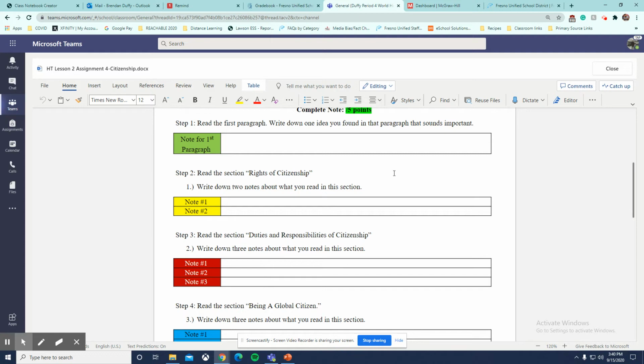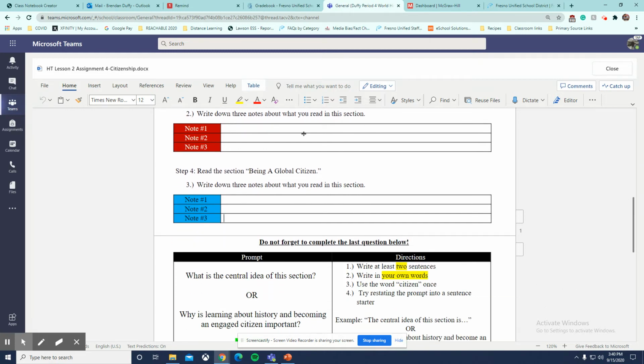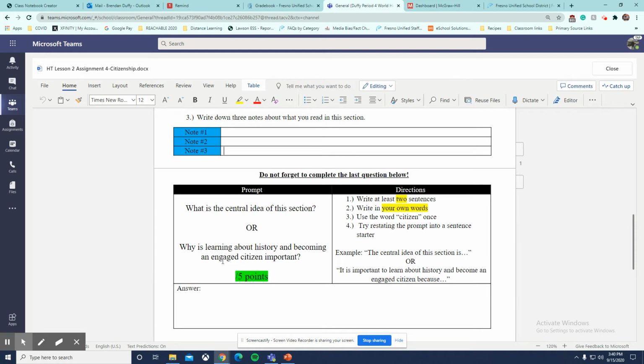So again, it's just what stands out to you, what sounds important. There's no wrong or right answers. You just got to locate the most important sounding information. So after you take all the notes, you're going to read back over them, and you're going to think about what would be the central idea of the section.